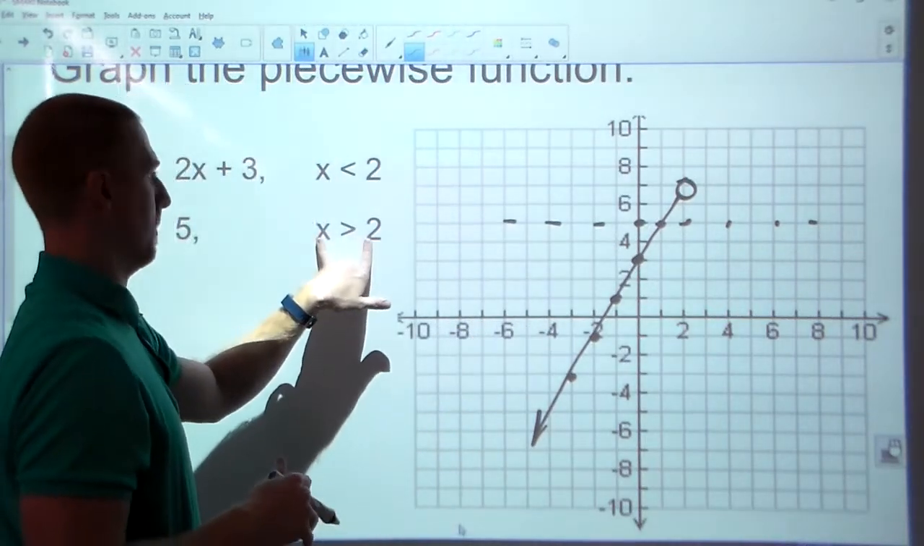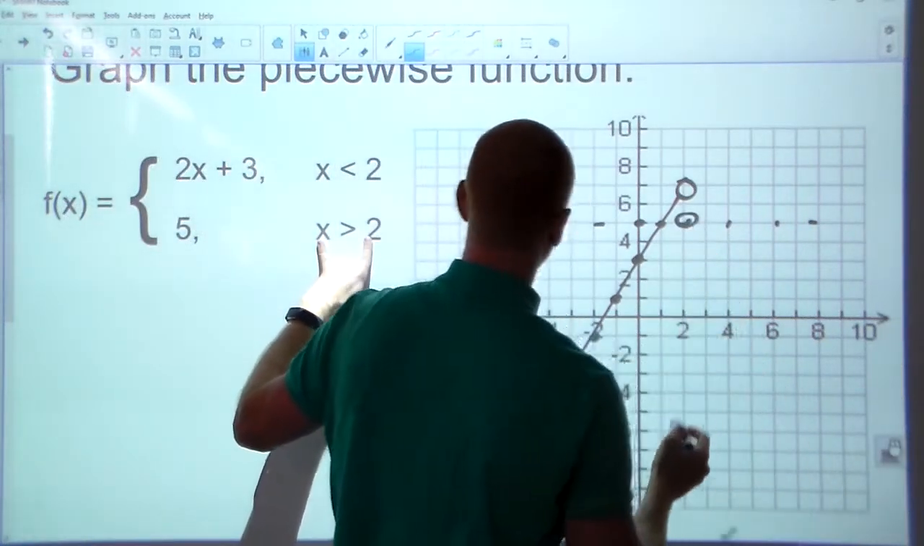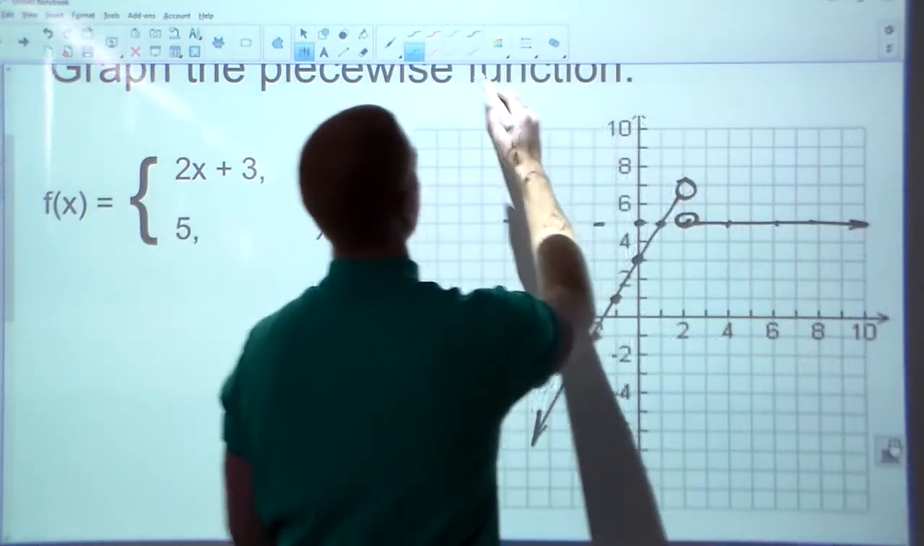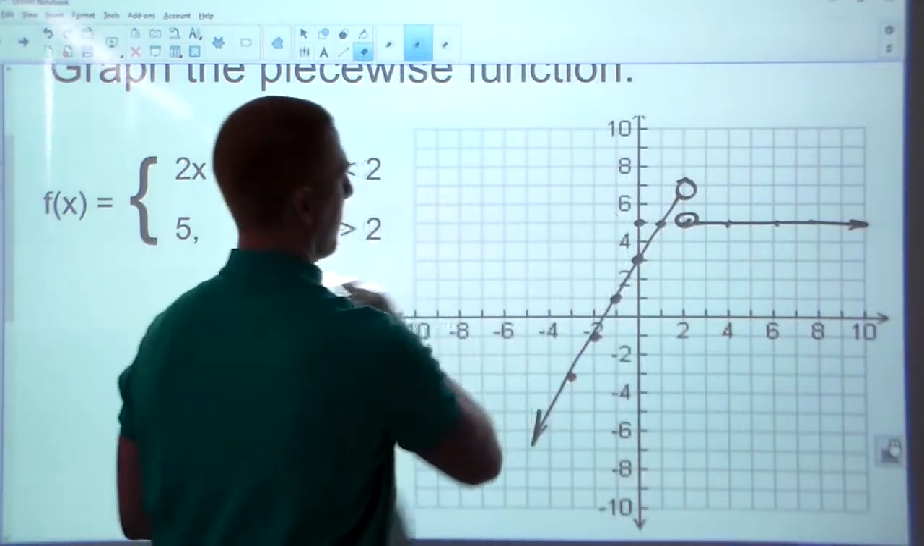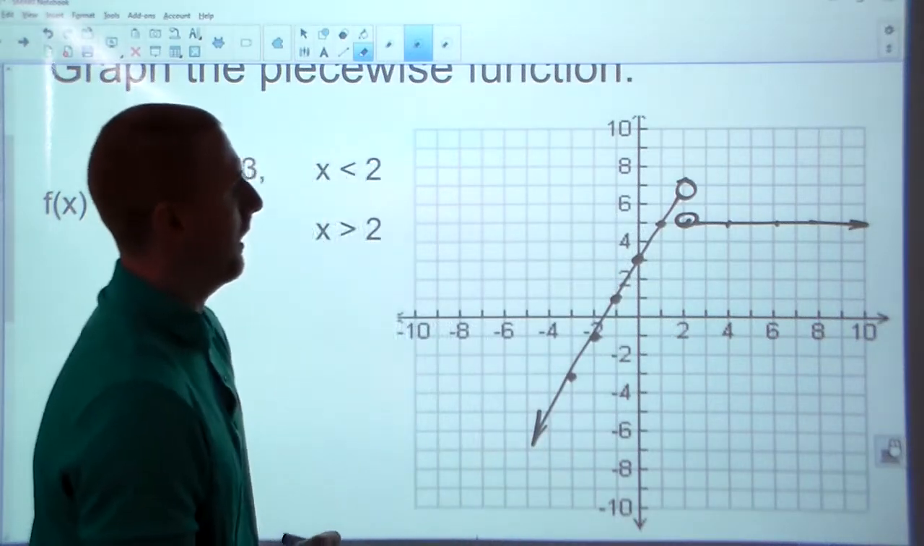This is only going to be true if x is bigger than 2. So starting at 2, but with an open circle because it's not equal to, and then going to the right. That's going to be the rest of that line. So then I come back and erase any other points that I've made that aren't really part of my graph. And that would do it.